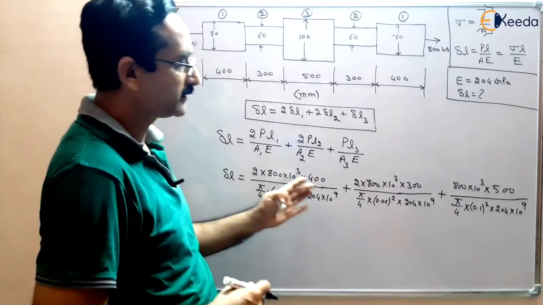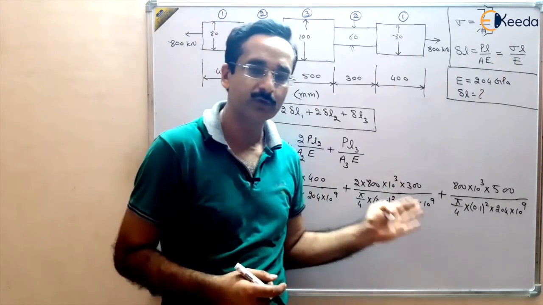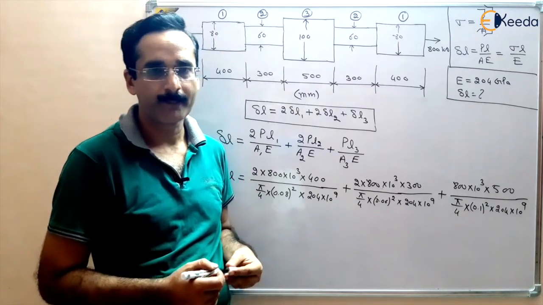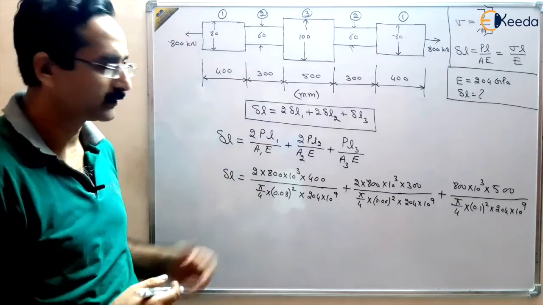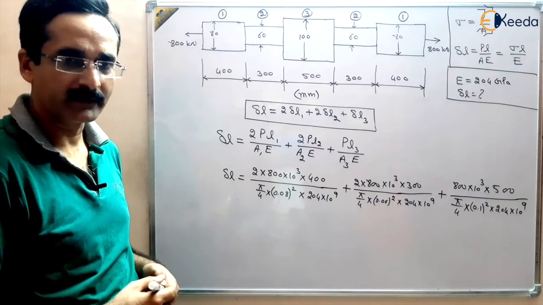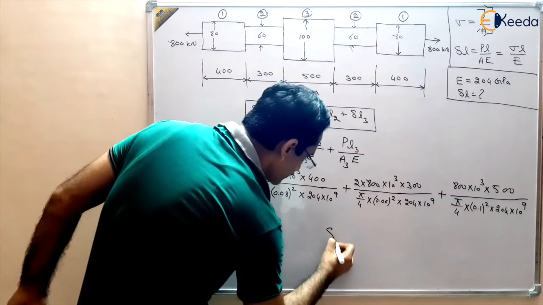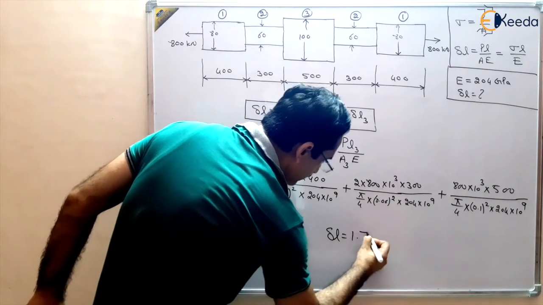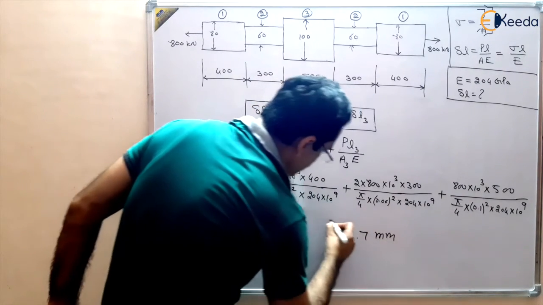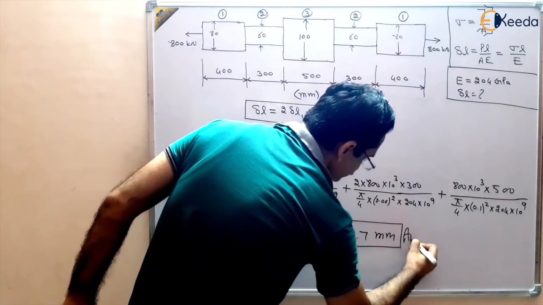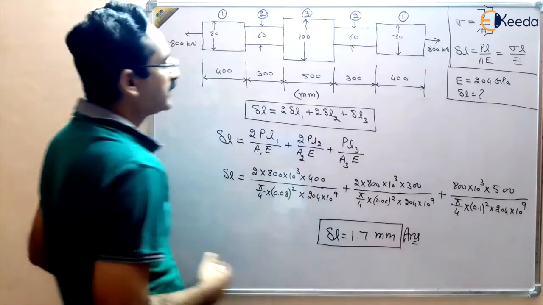Solve it, try it, take your time, use a calculator and find out the final result. You will get the answer, and I am writing the final answer, that will be 1.7 mm. So this is the final deformation of the bar of this varying cross section area.